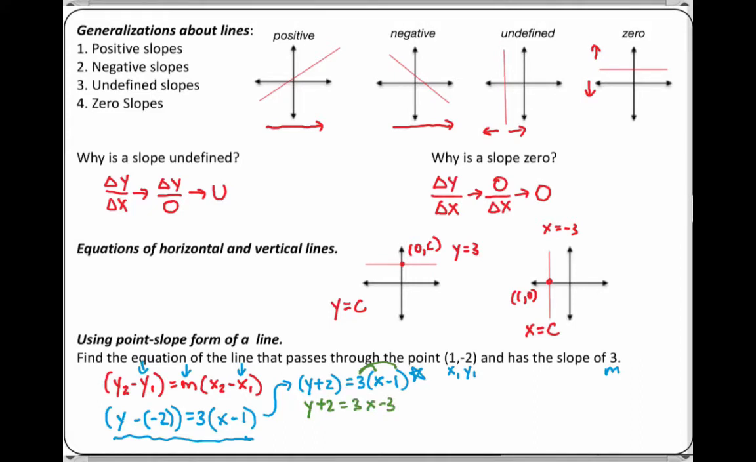Okay, let's move that 2 on over there, and it looks like for our y equals mx plus b form, that would be it. Okay, so that's how we do that, and on to the next.